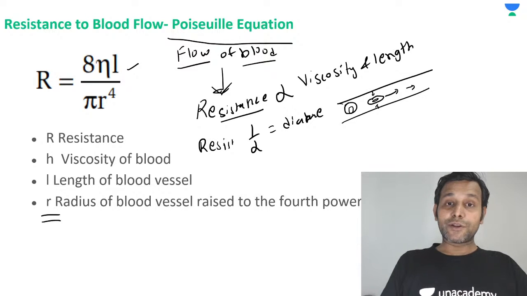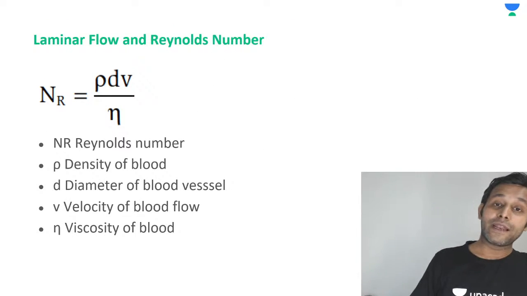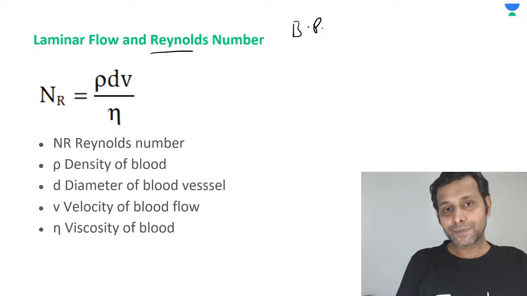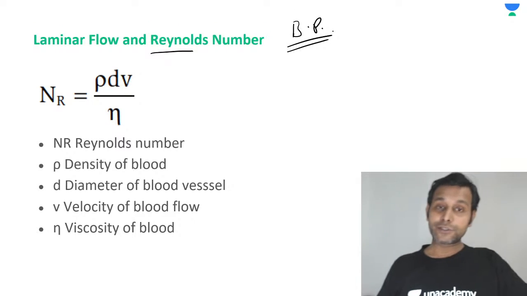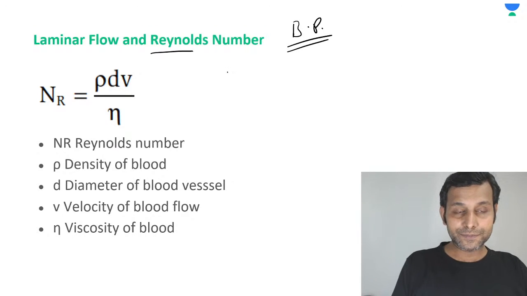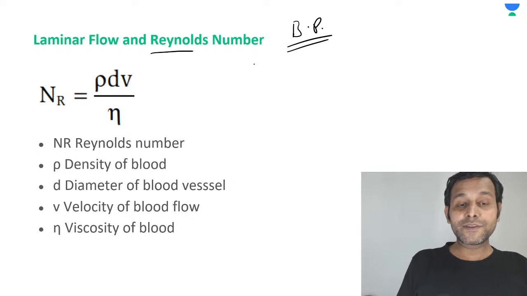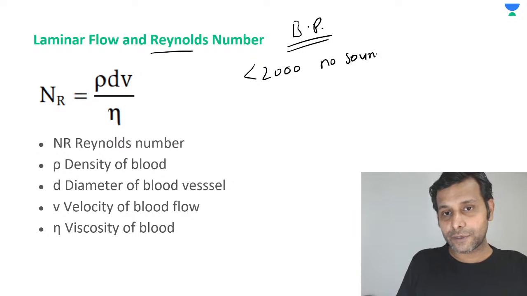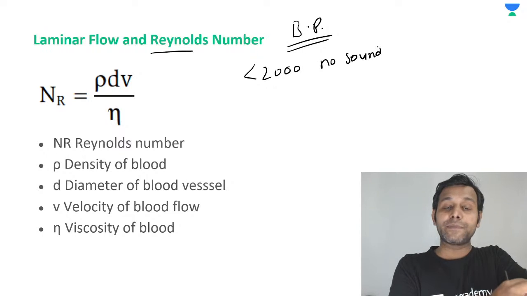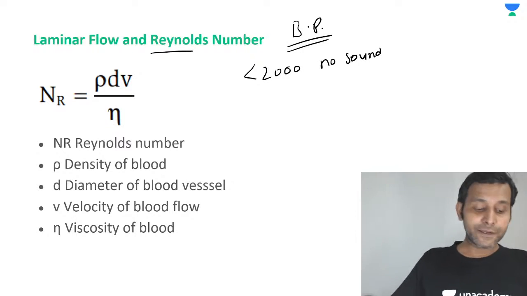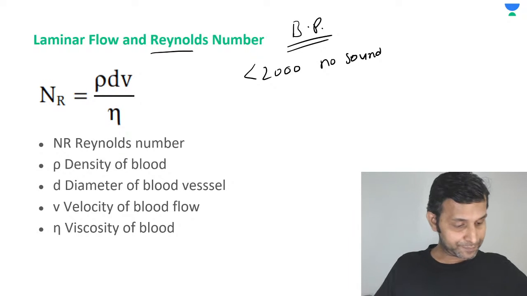Moving on to the next calculation, that is the Reynolds number, which is very important for blood pressure. We all have heard about the Reynolds number concept. The concept says that if the Reynolds number is less than 2000, there is no sound heard for recording of blood pressure, because when we go for the auscultatory method of blood pressure, there is a concept we always follow.